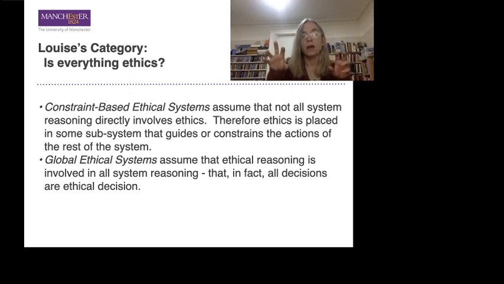There are other things that are guiding the reasoning in the system. In global ethical systems, the assumption is that all reasoning is ethical reasoning. There's no way you can distinguish between a choice that involves some other factors, like what you're trying to achieve, from the choices that are about what you should and should not do. And that can often involve things like achieving the system goals as an ethical thing to do, alongside other ethical considerations you may have.